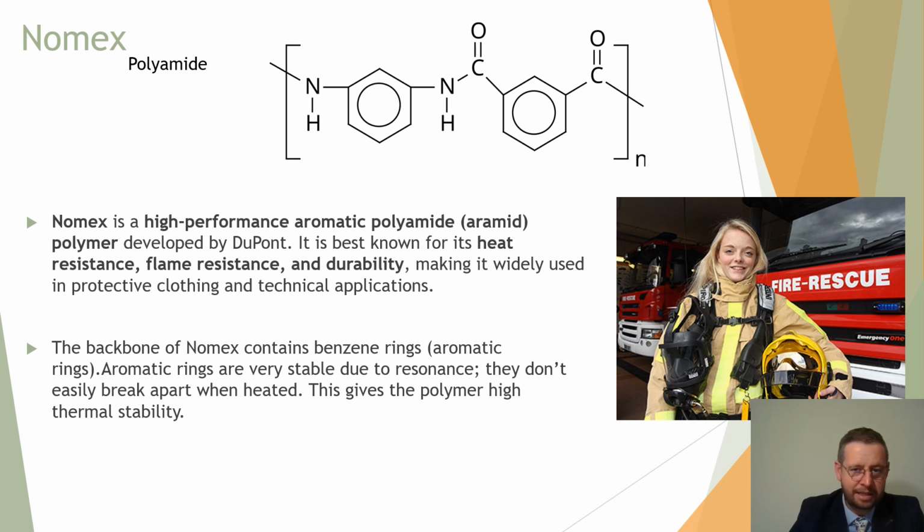How about this? This really looks quite complicated now. I can see two benzene rings in there. I can see all sorts of things going on. Well, this is the repeating unit of a fabric called Nomex. Now, Nomex is a high-performance aromatic polyamide, best known for its heat resistance. It is the material used in firefighters' protective clothing, and it's also used in all sorts of things. Also made by DuPont, and so a huge industry.